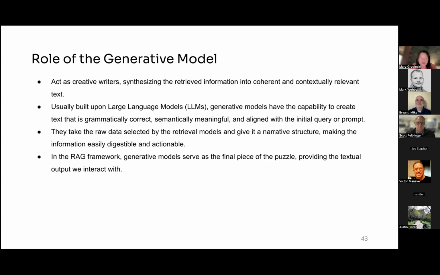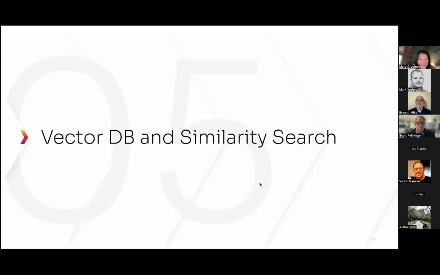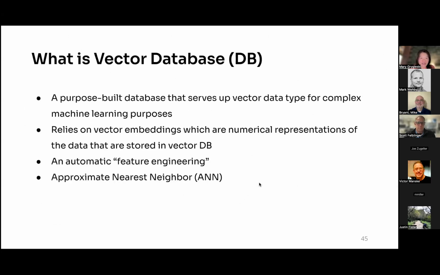So both the RAG, the models of retrieval, and the generative models work in tandem to basically give you the final piece of the puzzle, essentially, and give you the textual output that we interact with. Okay, so that's RAG, in 5 minutes. And now I get into vector database and similarity search. So that's another aspect too.